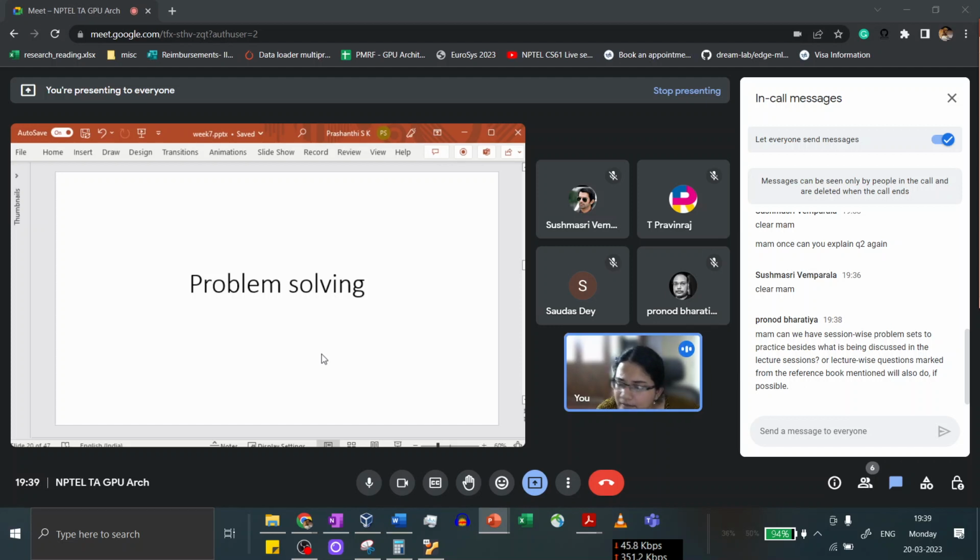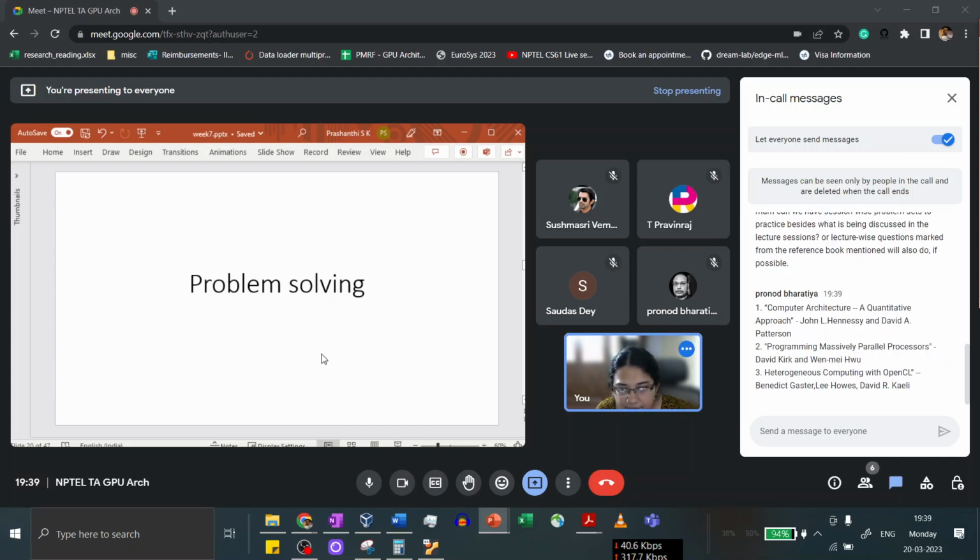But lecture wise questions marked from the reference book, again, I don't know that. You can ask this on the discussion forum once to see if the instructors or the other TAs have an idea on this. I am not really familiar with the reference books mentioned, so I can't unfortunately point you to practice questions from there in this format. But live session problems are definitely intended as practice problems for you. They'll definitely help you.